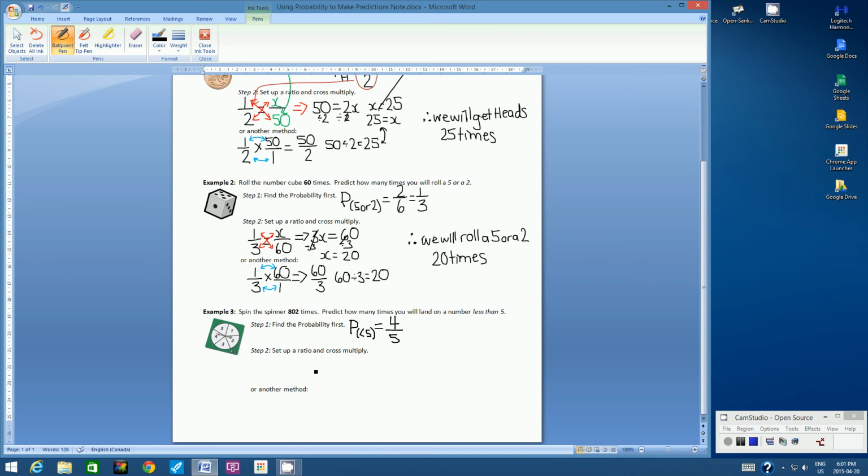All right, so are you ahead of me? I want you to set up a ratio. So how about I give you a head start here? So 4/5 is our first fraction. That's easy enough. And what did you set up as the second fraction? Did you get x over 802? Weird fraction, isn't it?